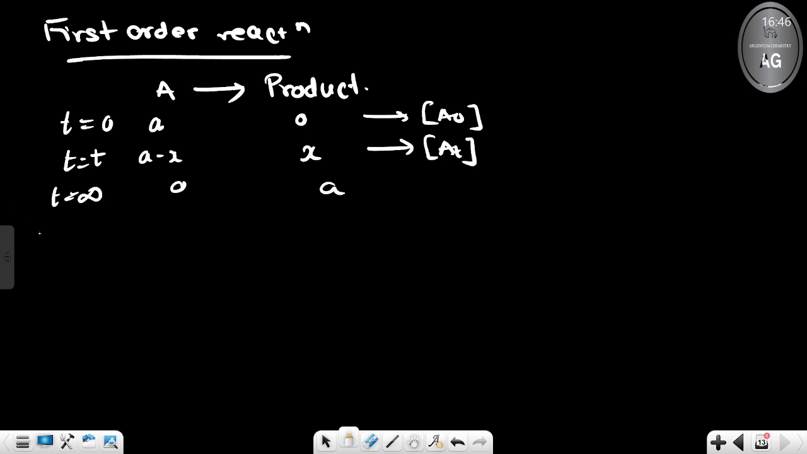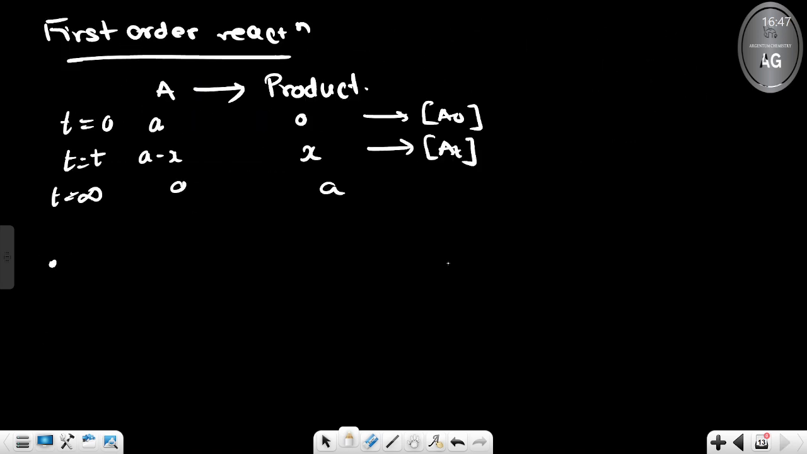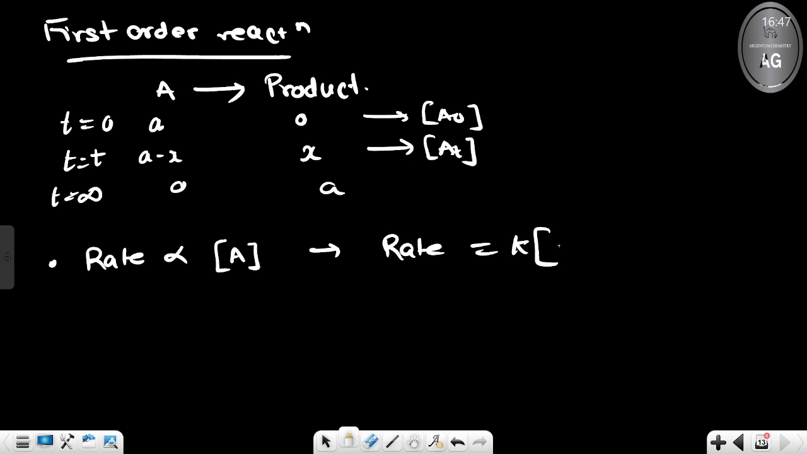First few points let us discuss, which points we discussed there also, we discuss here also. Rate equation and example. So what is the rate equation? I can say rate is proportional to A to the power 1. That means rate is proportional to A. So I can write the equation as rate equal to k times A. Clear? Okay.